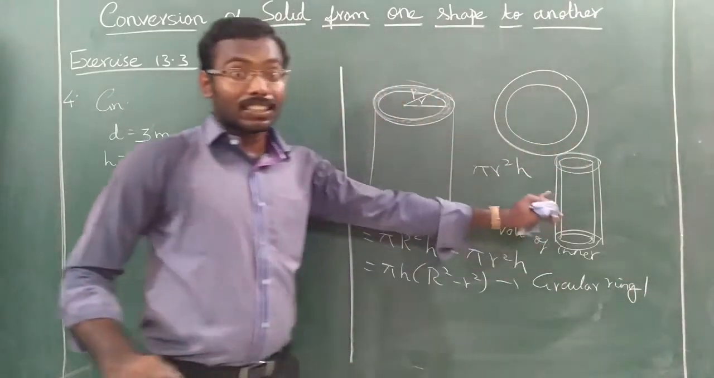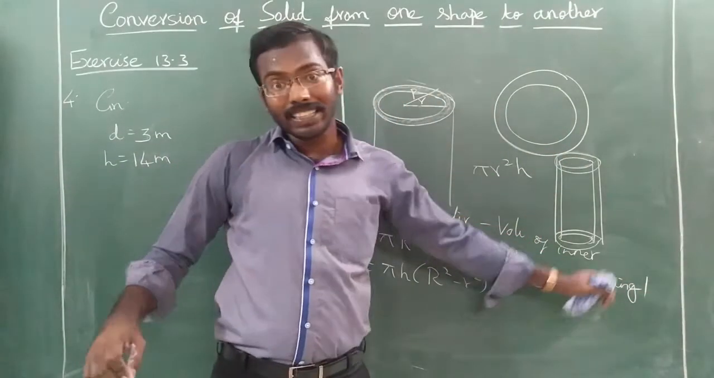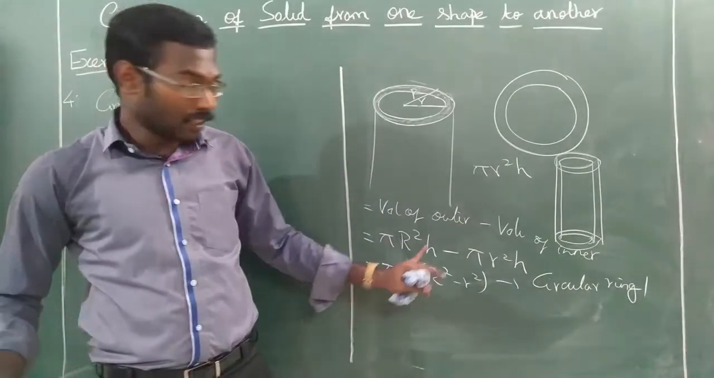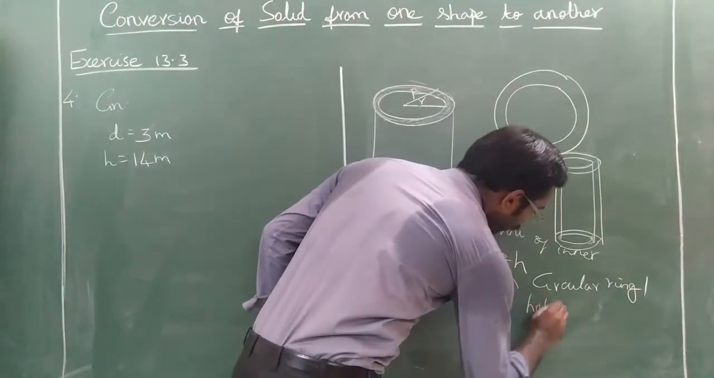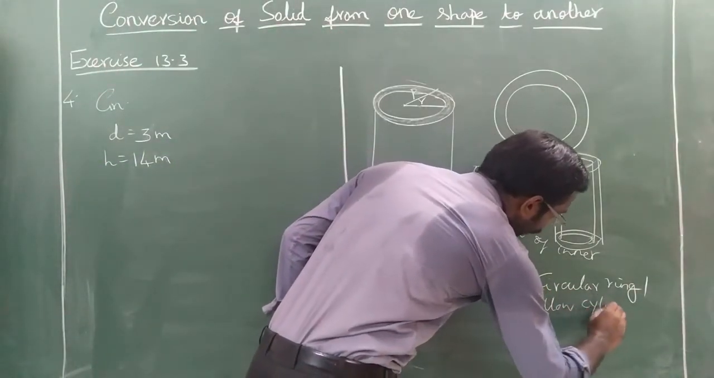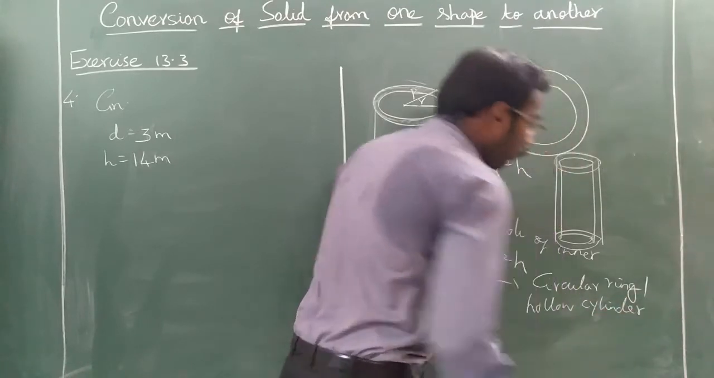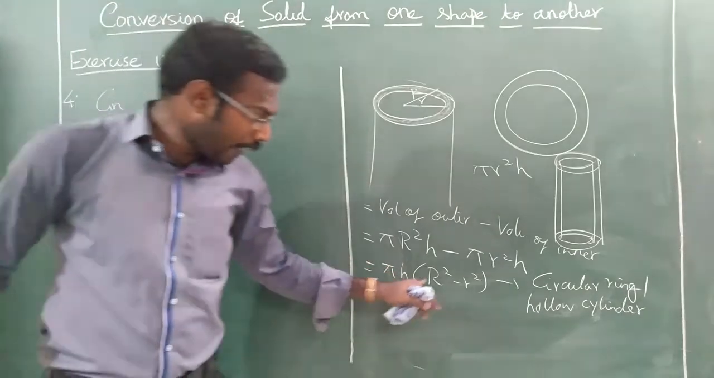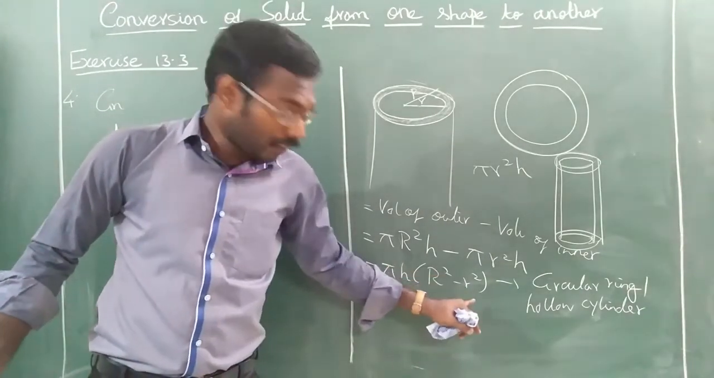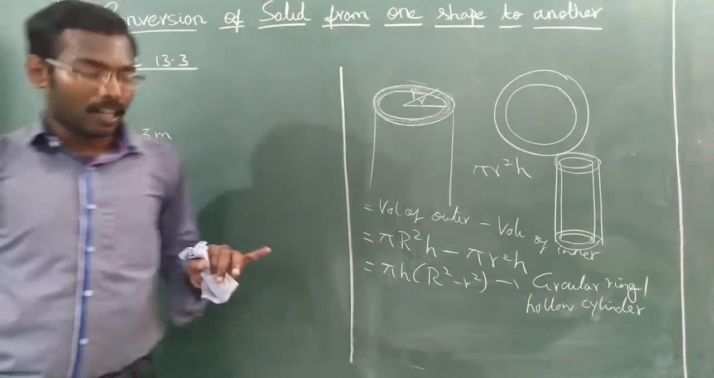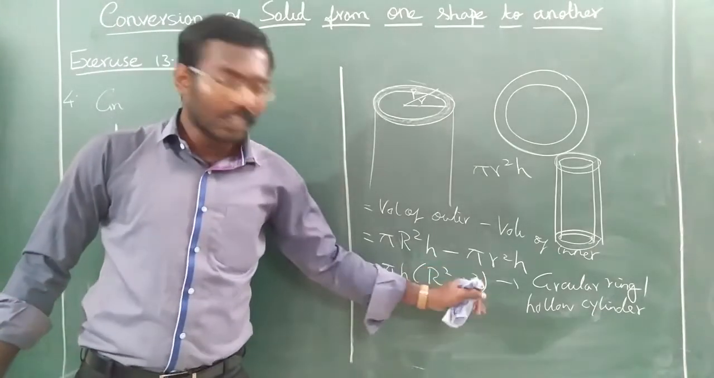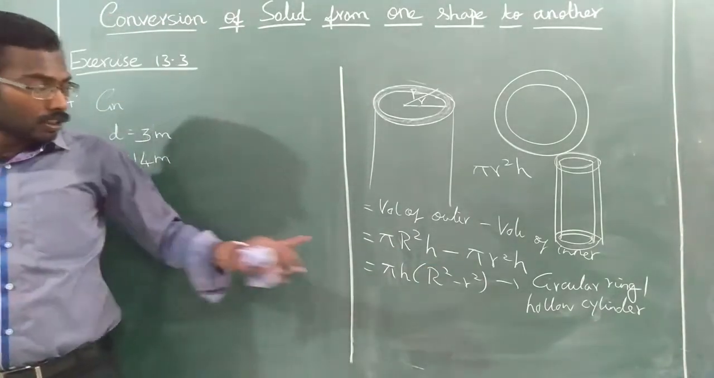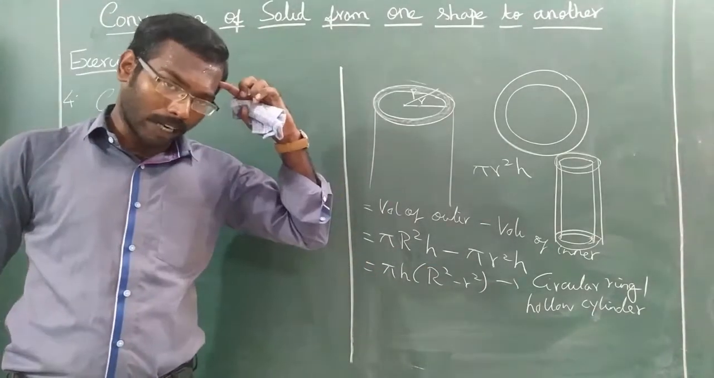Circular ring in the sense of 2 dimensions is different, but this is 3 dimensional. So circular ring or hollow cylinder, we are dealing with solid. So for a solid circular ring, the volume formula is pi h into capital R square minus small r square. Capital R is the outer radius, small r is the inner radius. So keep this formula in your mind.